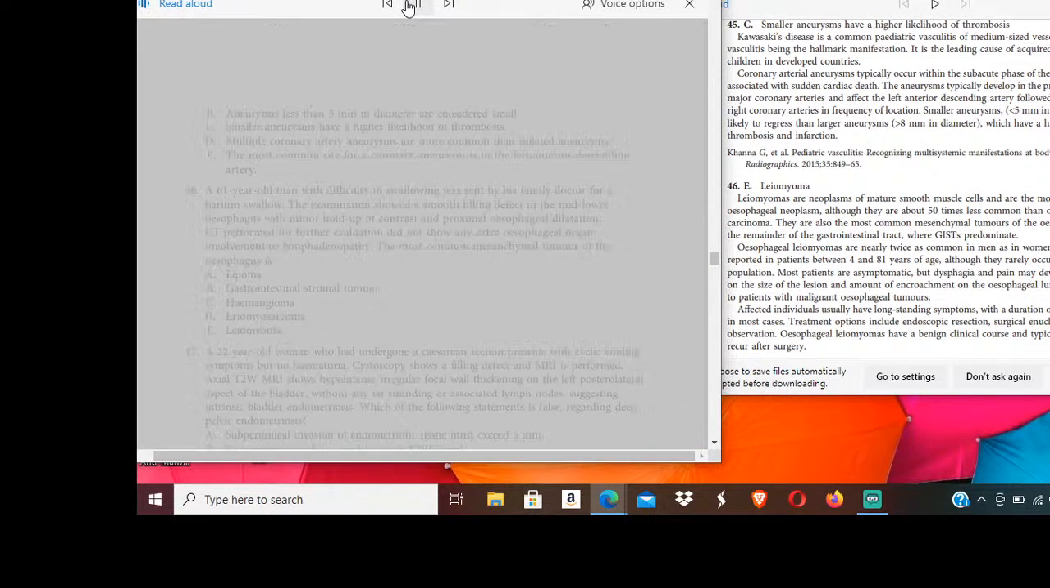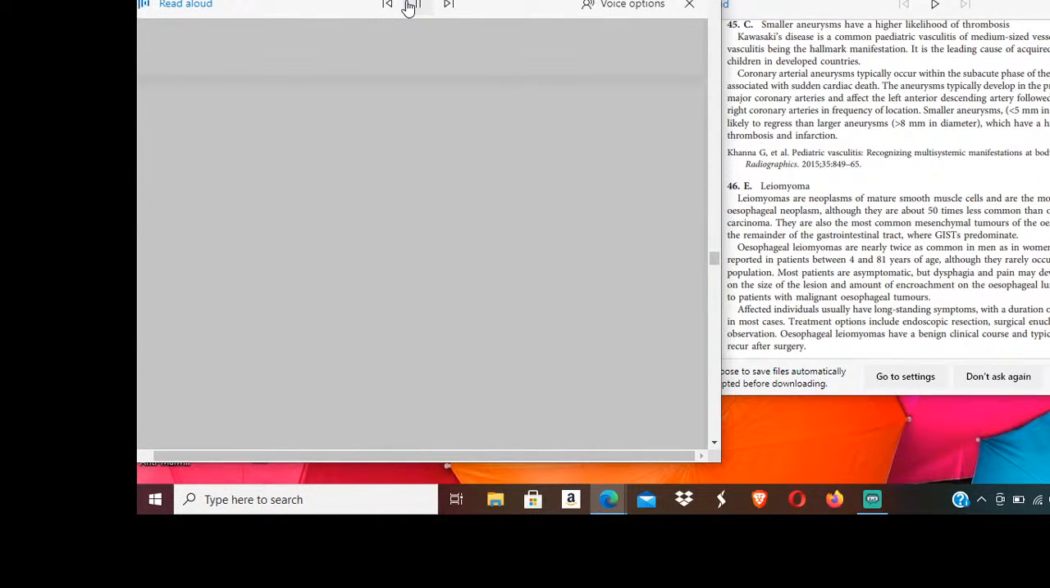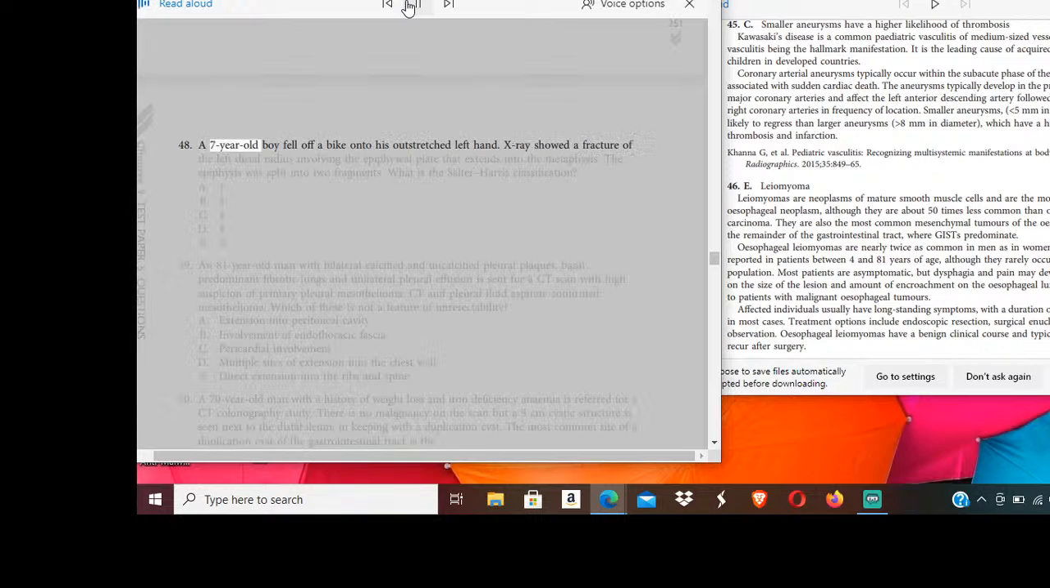Chapter 9. Test paper 5, questions. 48. A 7-year-old boy fell off a bike onto his outstretched left hand. X-ray showed a fracture of the left distal radius involving the epiphyseal plate that extends into the metaphysis. The epiphysis was split into 2 fragments. What is the Salter-Harris classification? A. 1 B. 2 C. 3 D. 4 E. 5.